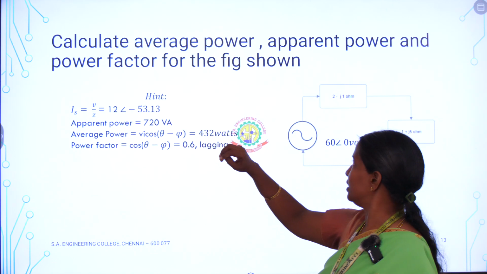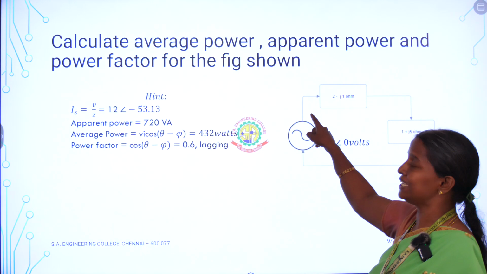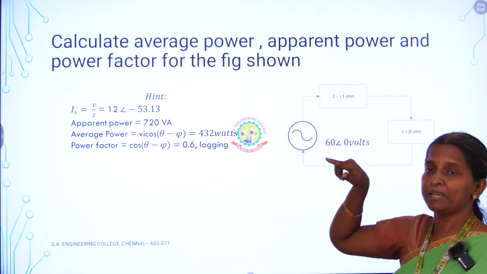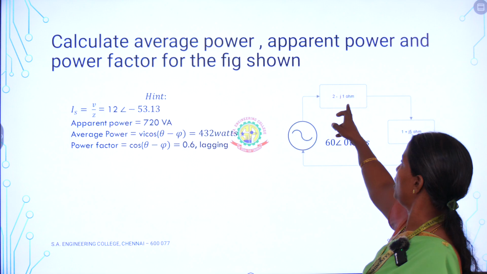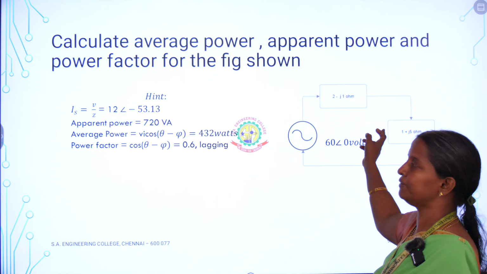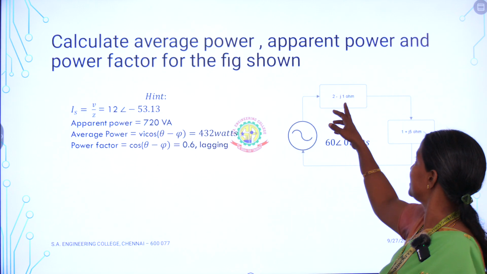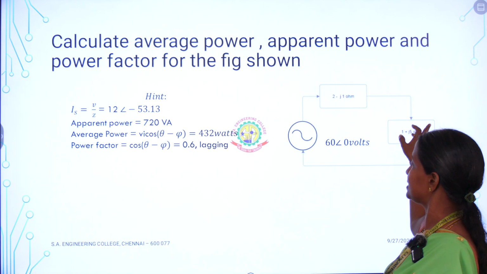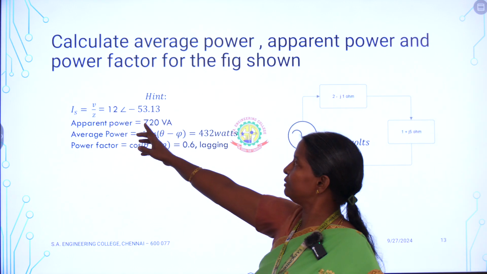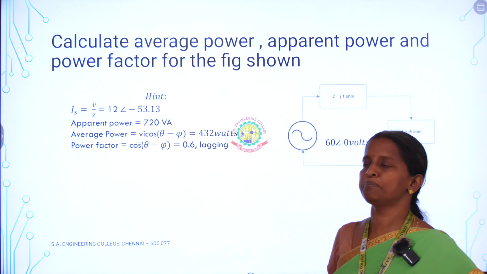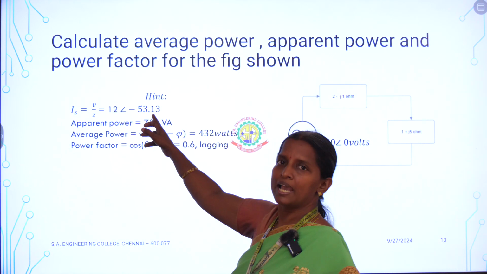Hint I have given here. This is a source. Current delivered by the source is Is. So I is equal to, according to Ohm's law, V by Z. We know V is 60 angle 0 and we know the Z value. Which Z do I have to take? I have to take Z equivalent always. So it is 2 minus j1 plus 1 plus j5. I have to find the magnitude, and I converted it already into polar form. The value is 12 angle minus 53.13. That is the I value. This part is the magnitude, this is the angle.